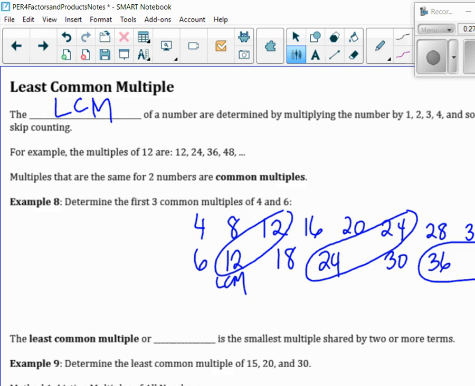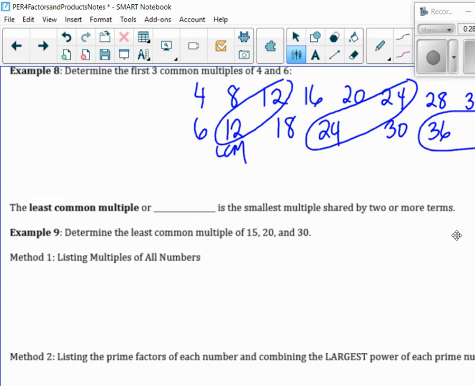That doesn't mean it was the LCD though. For instance, 4 and 6, you could have got 24. You could have got the right answer if you reduced it in the end, but 12 was the actual LCD. Ring a bell? Okay. So the least common multiple, or LCM, is the smallest multiple shared by 2 or more terms.